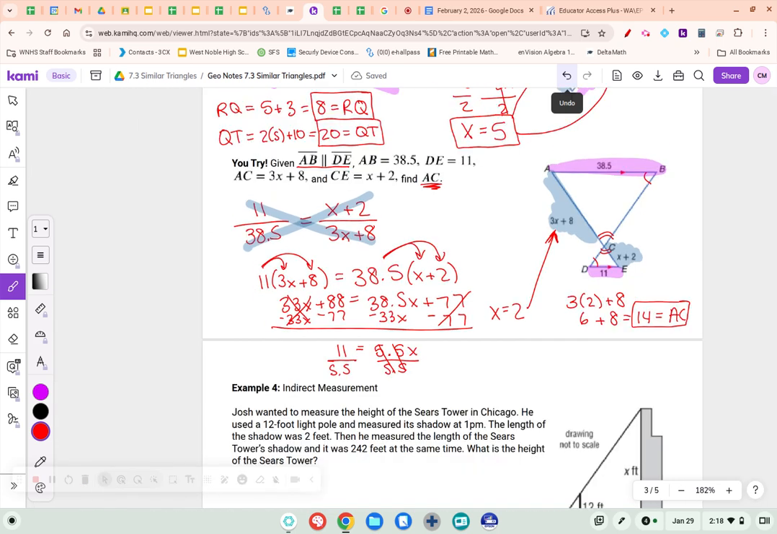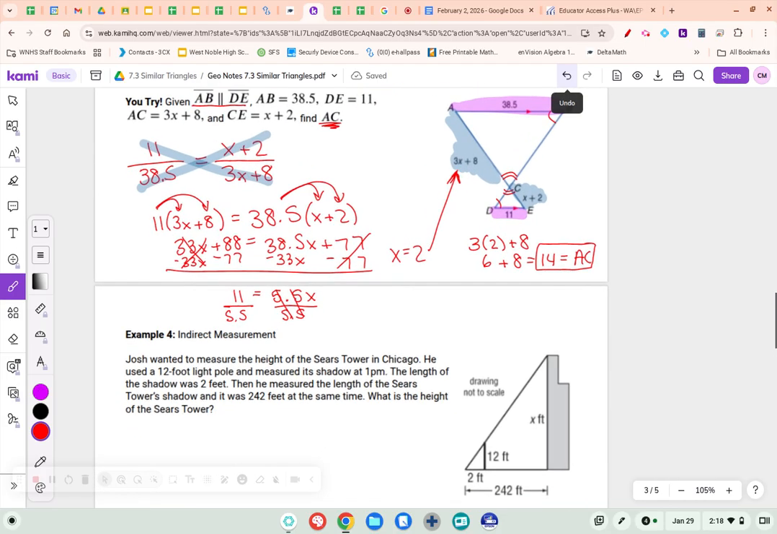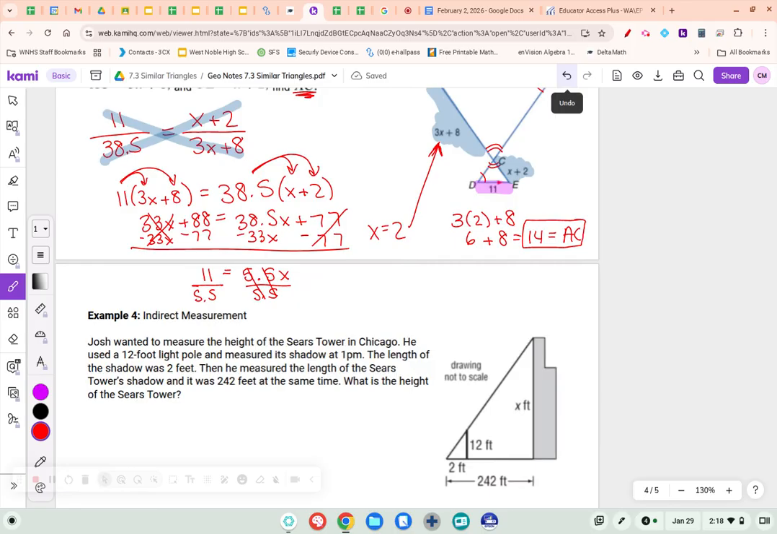All right, on the next page, we are going to go straight ahead into example 4, indirect measurement. This is a way that you can use this in real life. So this says, Josh wanted to measure the height of the Sears Tower in Chicago. I believe it's called the Willis Tower now, but same thing. He used a 12-foot light pole and measured its shadow at 1 p.m. The length of the shadow was 2 feet. Then he measured the length of the Sears Tower shadow, and it was 242 feet at the same time. What is the height of the Sears Tower?